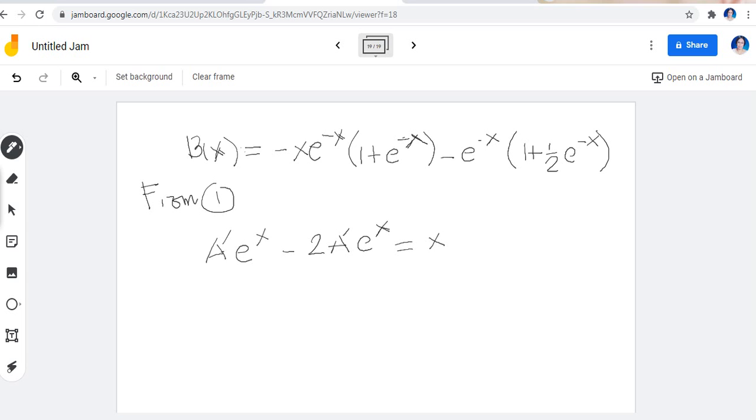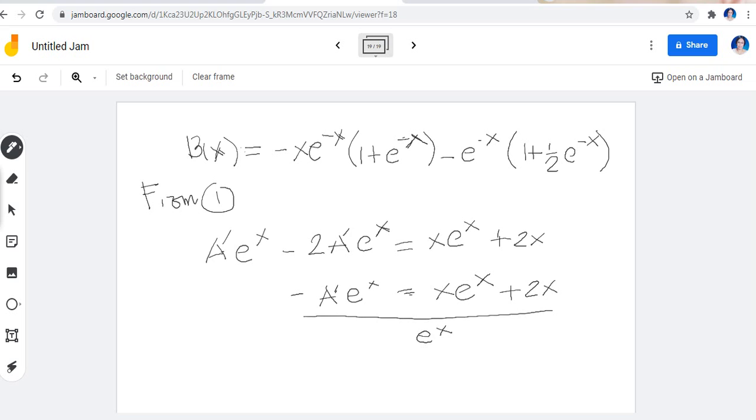The right side would still be the same because our right side is not affected by what we are doing on the left side. It's only affected when we do the integration already. So in here we could see that it's negative a prime e raised to x being equal to x e raised to x plus 2x. Now, if we divide the entire equation by e raised to x, we will be isolating the a prime on the left side, and we will have here on the right side negative x. It cancels the e raised to x on the first term, minus 2x e raised to x on the second term.